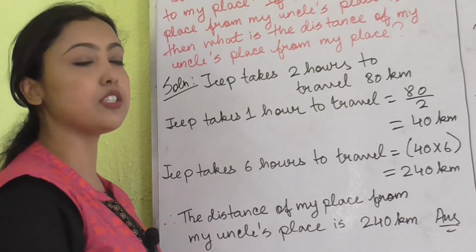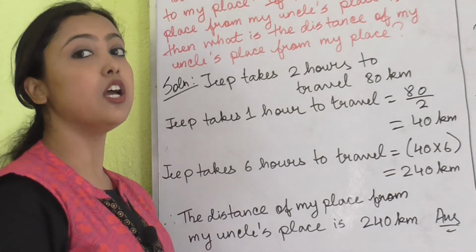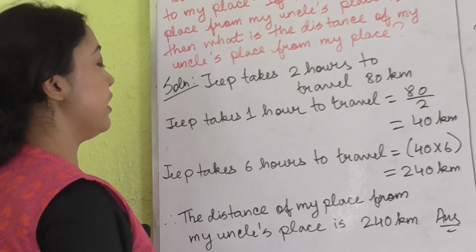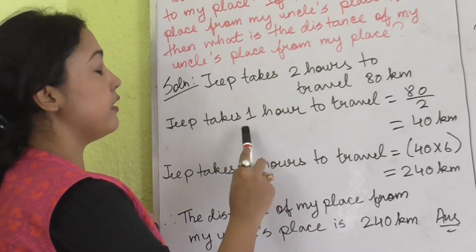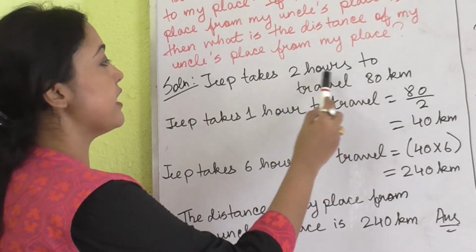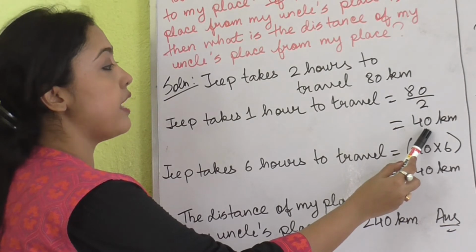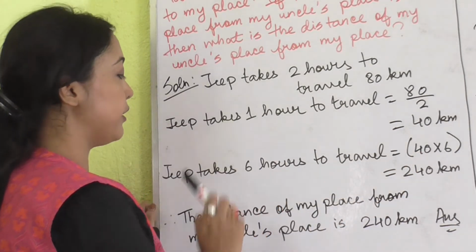Now you have to find out how much distance the jeep will cover in 1 hour. The jeep takes 1 hour to travel how many kilometers? That is 80 divided by 2, 40 kilometers. 40 kilometers is the distance travelled by the jeep in 1 hour.